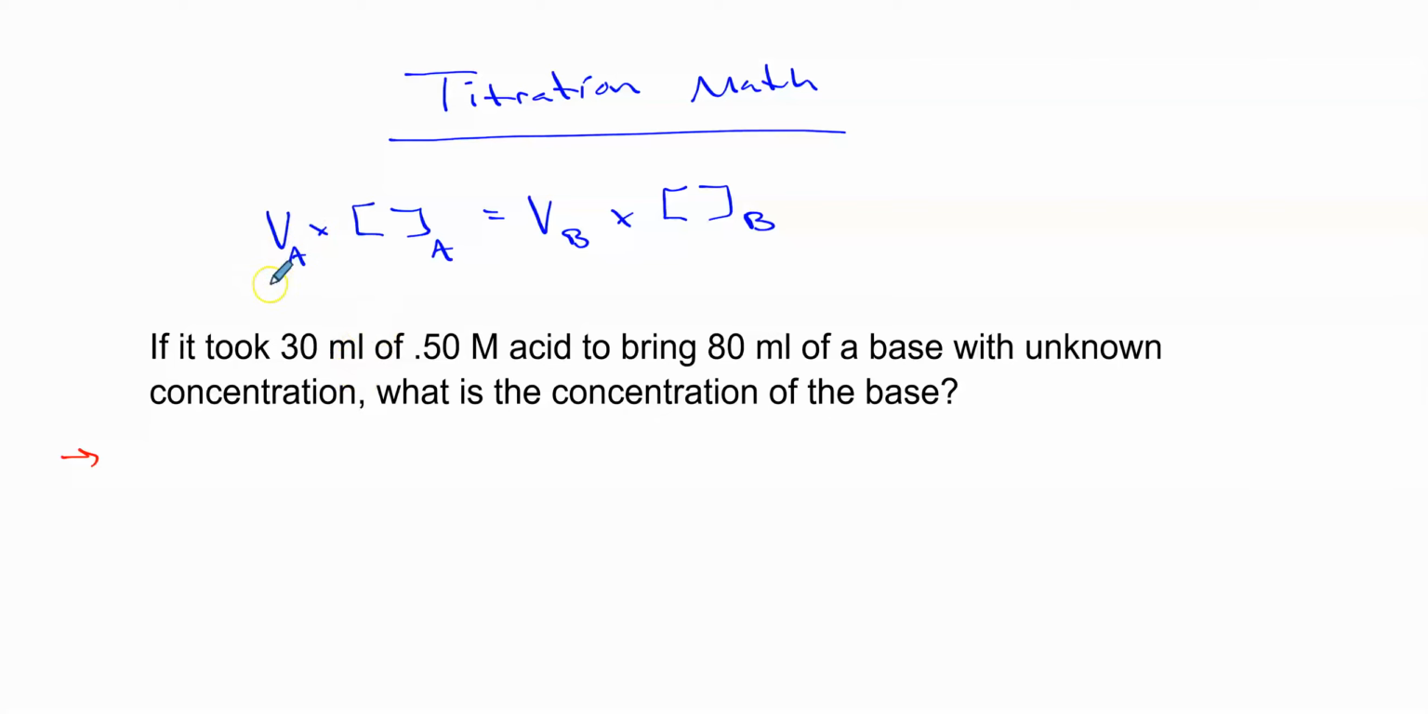So this is the equation we would use: volume of acid times concentration of acid equals the volume of the base times the concentration of the base. We will always know 3 of the 4, so we always follow the same thing.